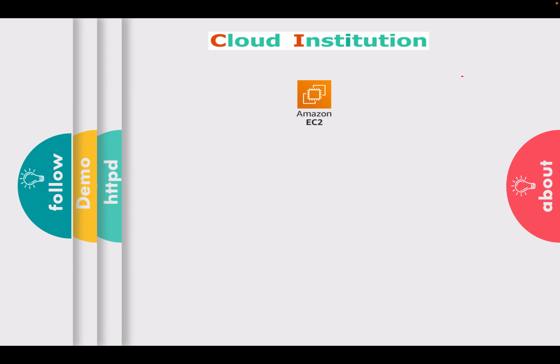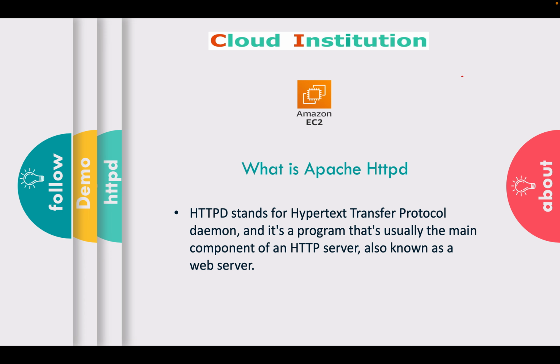We're going to do this particular experiment on the service called Amazon EC2, and we already discussed what is Amazon EC2 in the previous sessions. So I'm going to continue. And what is Apache HTTPD? HTTPD stands for Hypertext Transfer Protocol daemon. HTTPD means Hypertext Transfer Protocol, and the D is defined as the daemon.